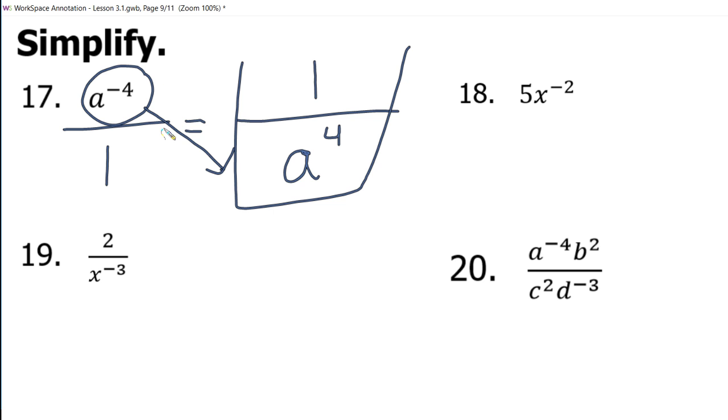Number 18. I cannot leave a negative exponent in my answer. So I have to send it to the other side of the fraction. So the very first thing I need to do with this is change that to a fraction. So 5x to the negative 2 power, how do I change that to a fraction? Yeah, put it over 1.